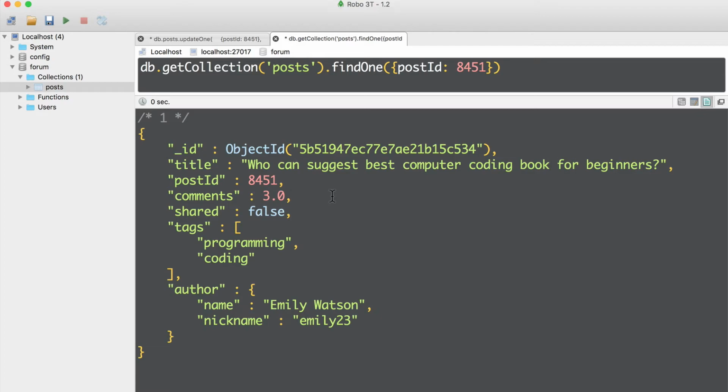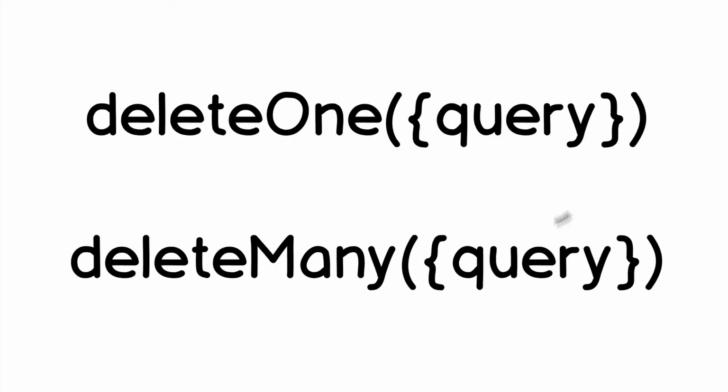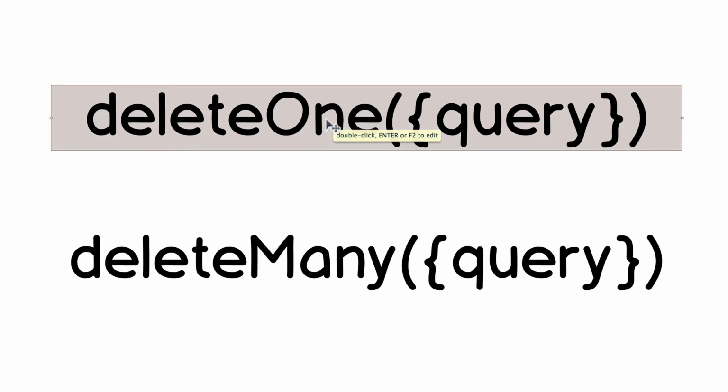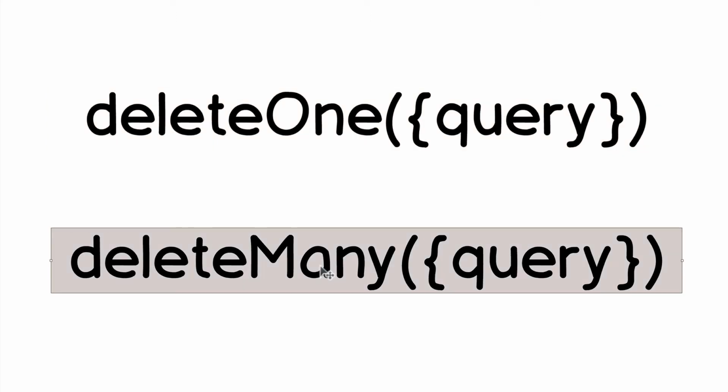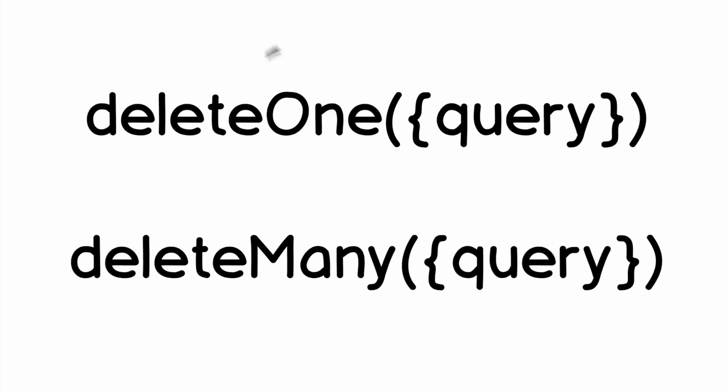Bye bye. In this section we will talk about delete methods. They are very simple, and you need to pass only a query as an argument here. Delete one will delete just one document, delete many will delete all documents that match the query. Let's try those methods in action next.